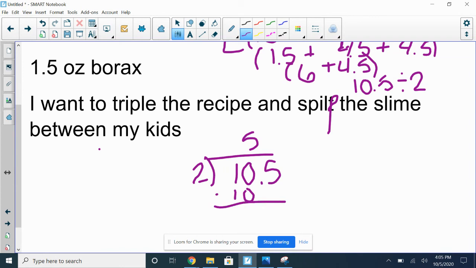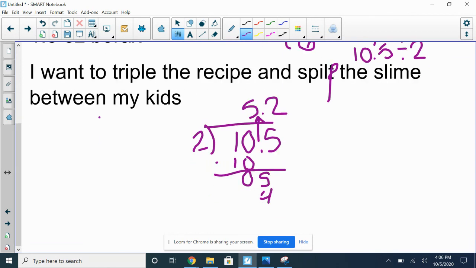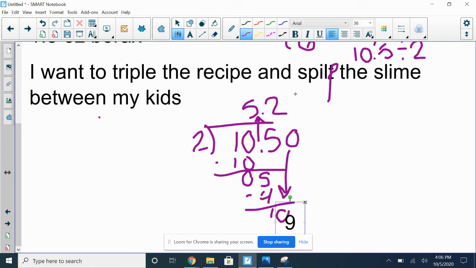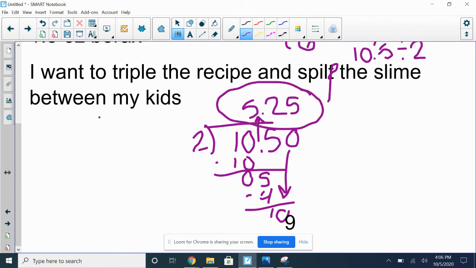So 2 goes into 10 five times, so 0. Bring down our 5. 2 goes into 5 two times. Bring up our decimal where it is at. That was that rule. And then 2 goes into 5, we said 2 times. 5 minus 4 is 1. And bring down 1 more 0. 2 goes into 10 five times. So how much slime will each of my children get? 5.25 ounces.